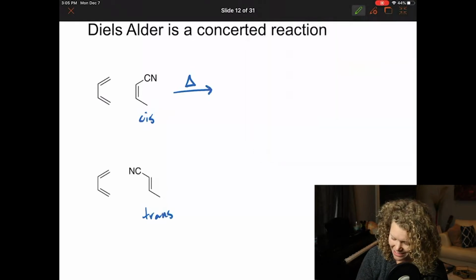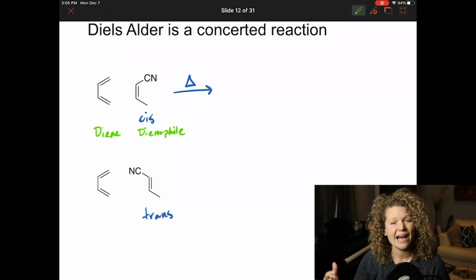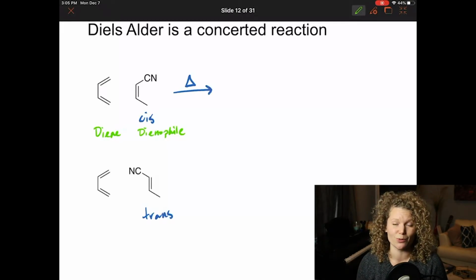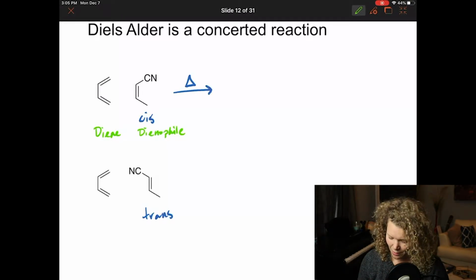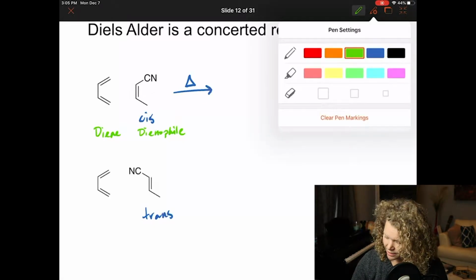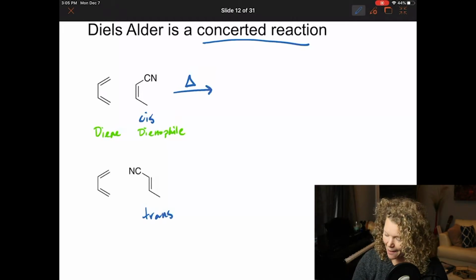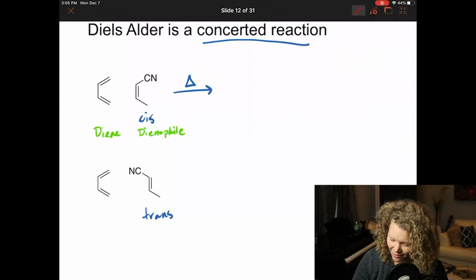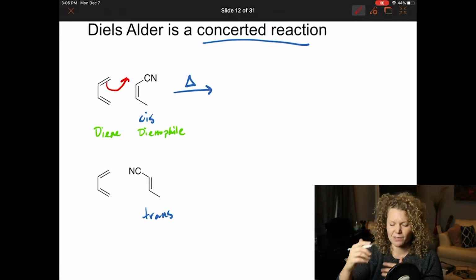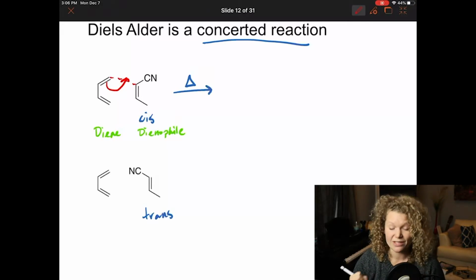So our diene has 2 alkenes, and our dienophile has 1 alkene. And as you can see, our dienophiles always have at least 1 electron withdrawing group. Otherwise, this reaction is super slow. The thing about Diels-Alder is it's a concerted reaction, so it all happens at the same time. Remember that our arrows here are essentially pushing into space, making a new bond between these 2 carbons.